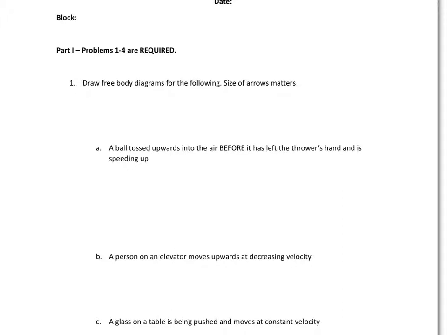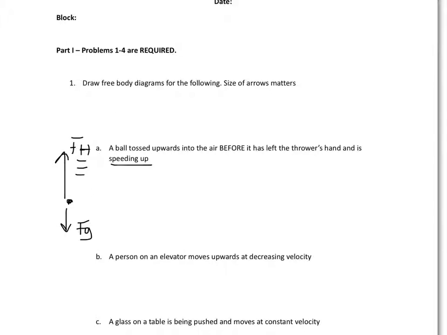So a ball's tossed upwards into the air before it has left the thrower's hand, and it's speeding up. Speeding up means forces are unbalanced. So I'm going to have the force of the hand going up, but I'm also going to have the force of gravity downwards, and this arrow does need to be bigger.